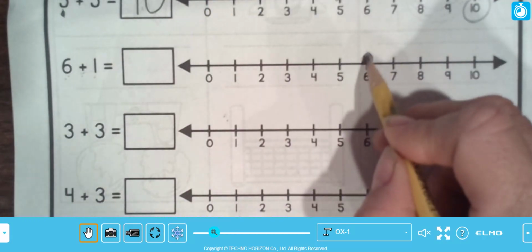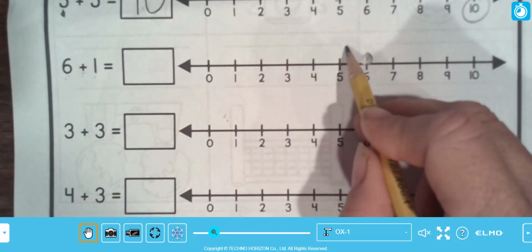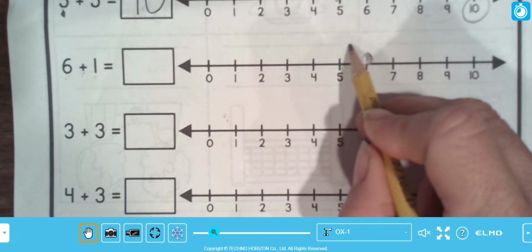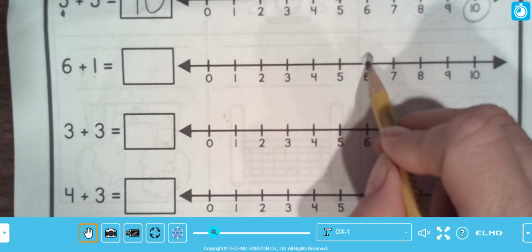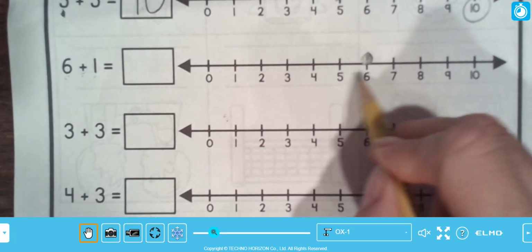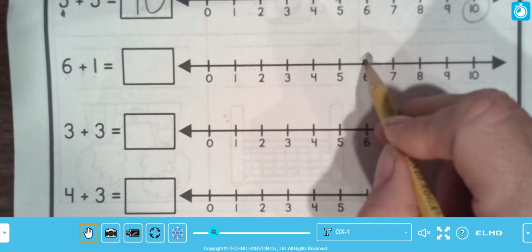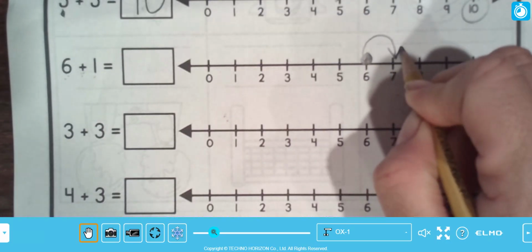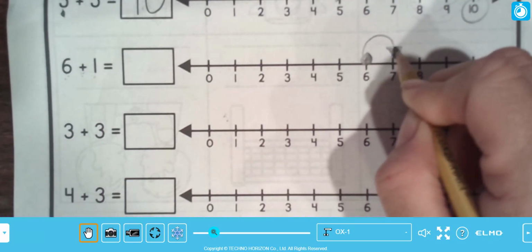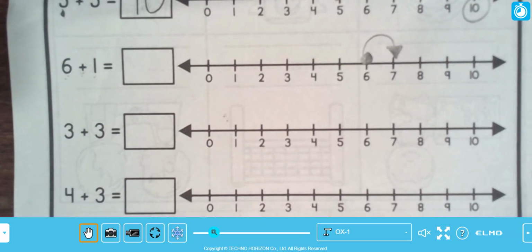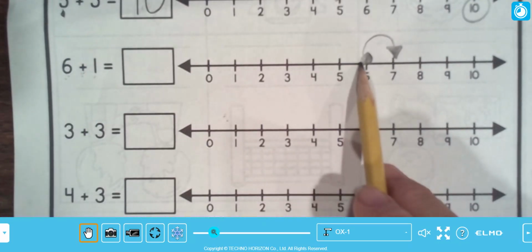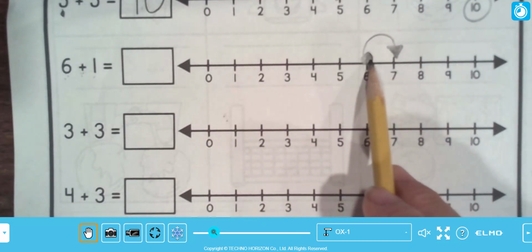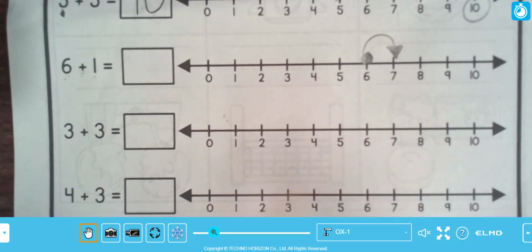Bigger means we're making the bump this direction, not this direction. This direction means we're getting smaller. See? 6 and 5. 5 is smaller than 6. This direction means we're getting bigger. So here we go. 1 bump. And I make the triangle. Okay, go ahead and do that. Start with your 6, make 1 bump, and make a triangle.